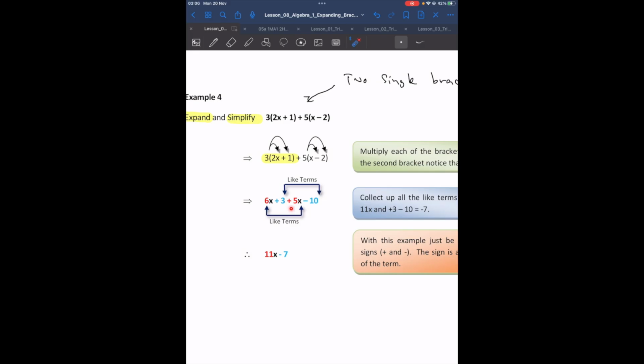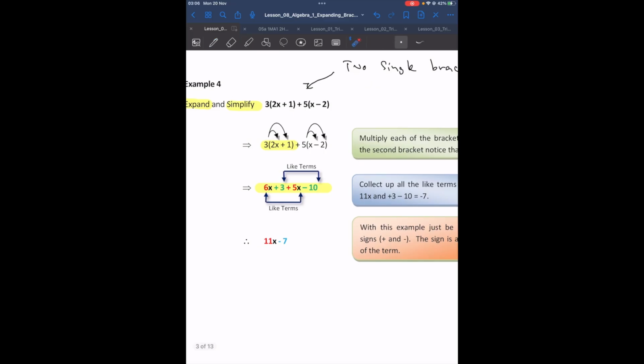Now I'm going to keep everything on one line. So when I multiply out the next bracket, I'm going to keep it on the same line. Plus 5 times x will give me plus 5x. So I'm putting the plus there. Plus 5 times minus 2. A positive times a negative is negative. 5 times 2 is 10. So at the end, I'm going to have minus 10. So what you'll notice is that I put everything on the same line. I haven't done it on multiple lines.